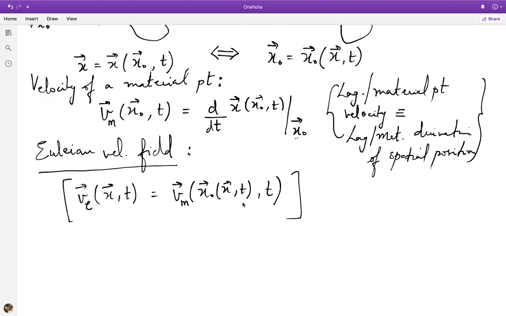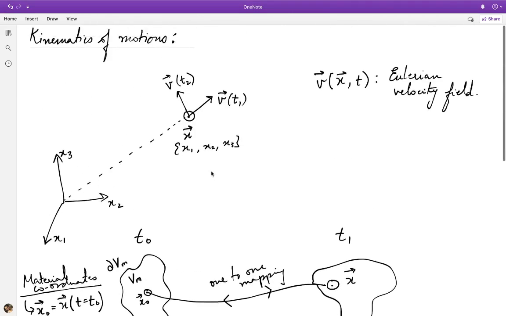Okay, so this is a clear way in which we can understand what the meaning of the Eulerian velocity field is, and it gives us confidence in defining such a field. But now in practice, this is not really how we define or calculate the Eulerian velocity field. Rather, we have partial differential equations that we solve that directly give us the Eulerian velocity field.